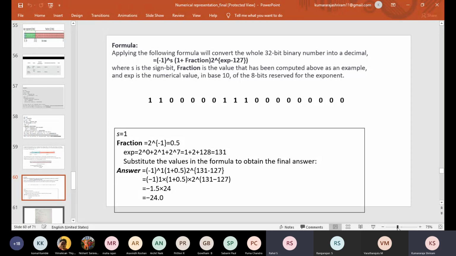Put it in the formula, we'll get minus, the sign is 1 plus fractional part, to 2 power 131 minus 127, we get 24. So we'll get this. This is the conversion of this particular single precision into floating point. Next slide.